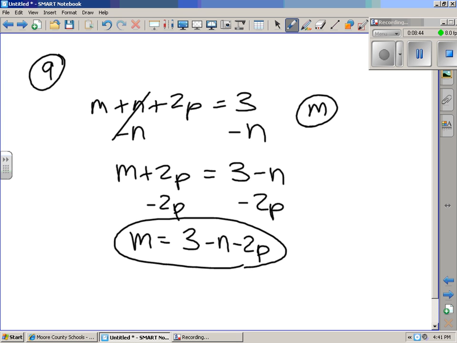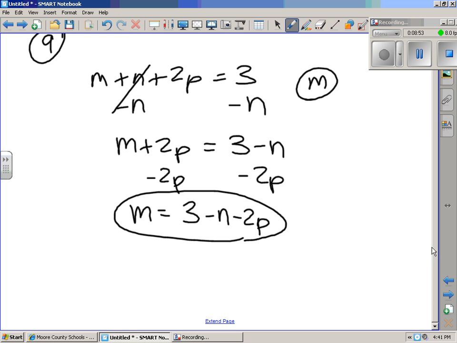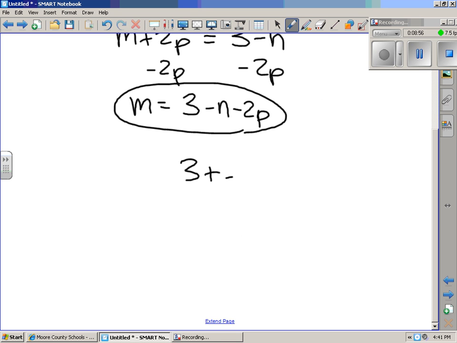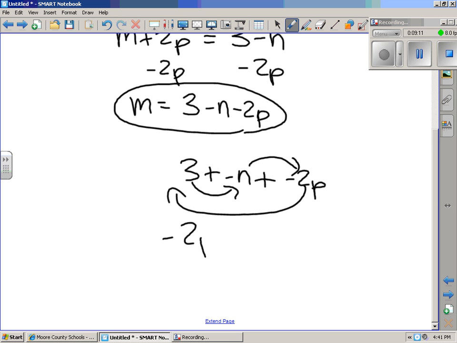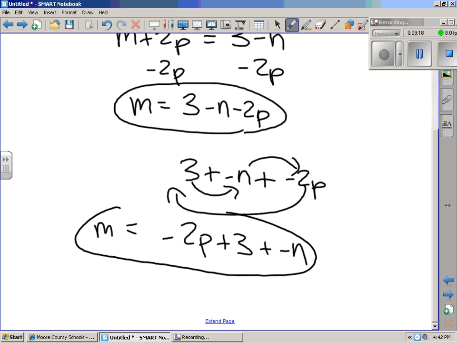2p. And again, the order of those doesn't really matter because according to the commutative property of addition, we can put that in any order. And these can always be written as addition. 3 plus a negative n is the same as 3 minus n, and plus a negative 2p is the same as minus 2p, and then we can switch the order all around. So we could move these all around. Maybe I'll move this one over here, so it could be negative 2p plus 3 plus a negative n. So again, the order there doesn't really matter.